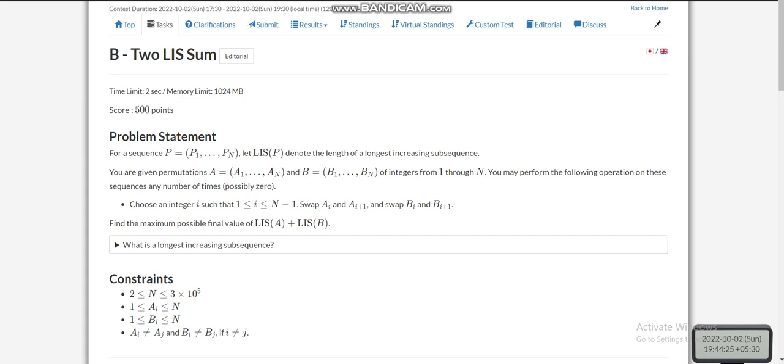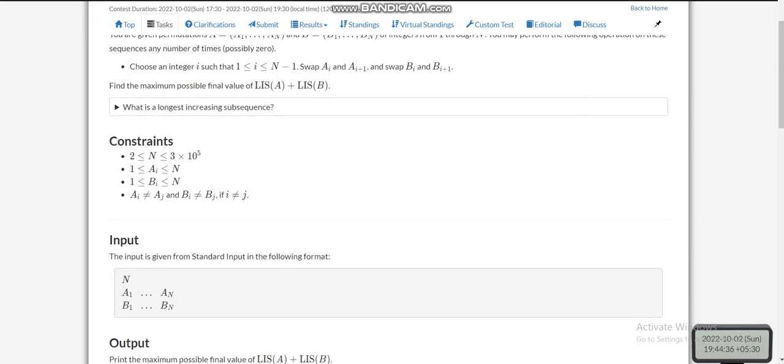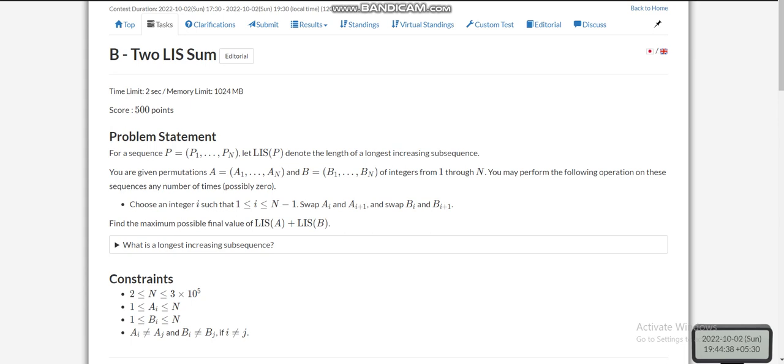Hello everyone. Today I am going to discuss the second problem of AtCoder Regular Contest 149, which is 2 LIS sum. We are given two arrays of the same length n, A and B. We have to find the maximum possible sum of LIS of A plus LIS of B. But we can do this operation any number of times.